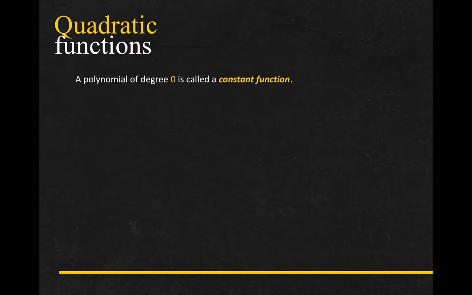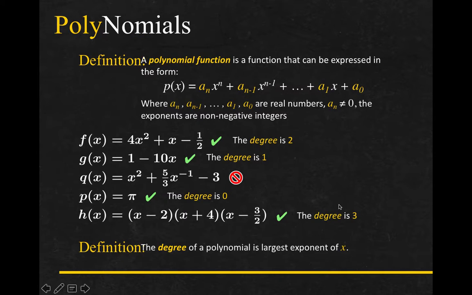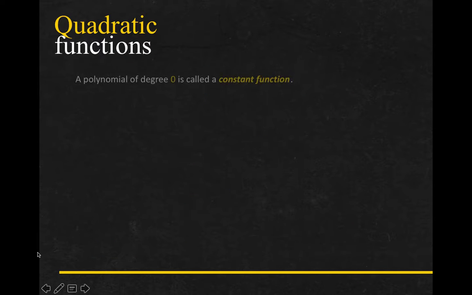So if I go back to my previous slide here, this is called a linear function because it's a polynomial of degree 1. It's a linear function where my equation is going to be a straight line.